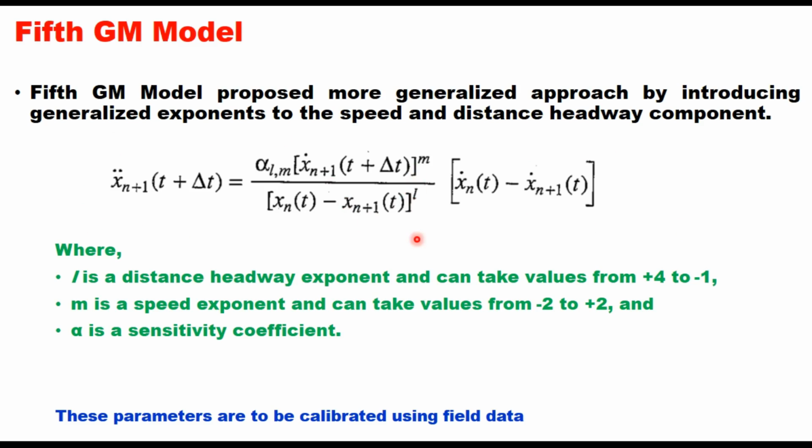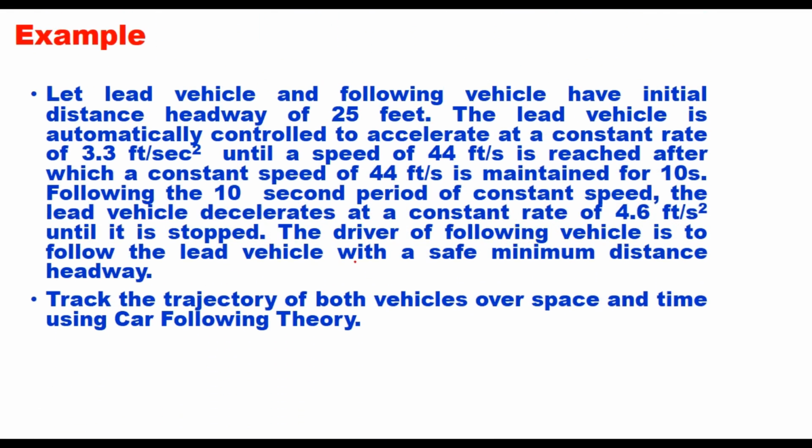So this is basically a general model encompassing all earlier four models, with more accuracy to the field data. I can explain this car following model with the help of one example. The example is like this: there are two vehicles, a lead vehicle and a following vehicle, and they have an initial distance headway of 25 feet.